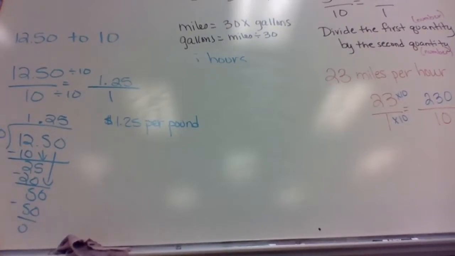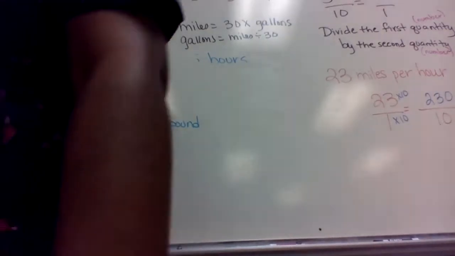So every time we go up, we're gonna go by $1.25, right? 1 pound, $1.25. 2 pounds, $2.50. 3 pounds, $3.75. 4 pounds, $5. Like that. It just keeps going by $1.25.